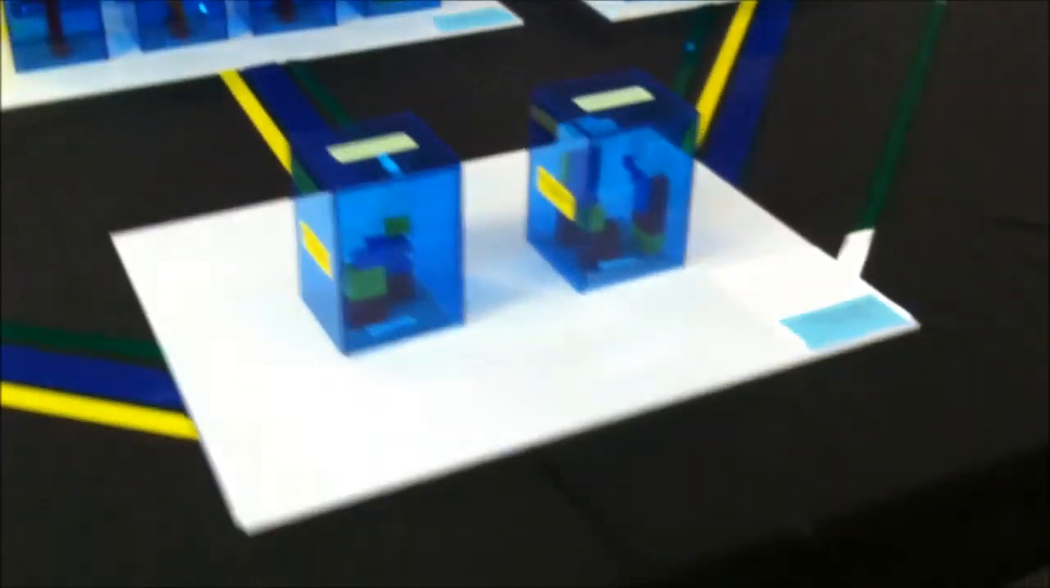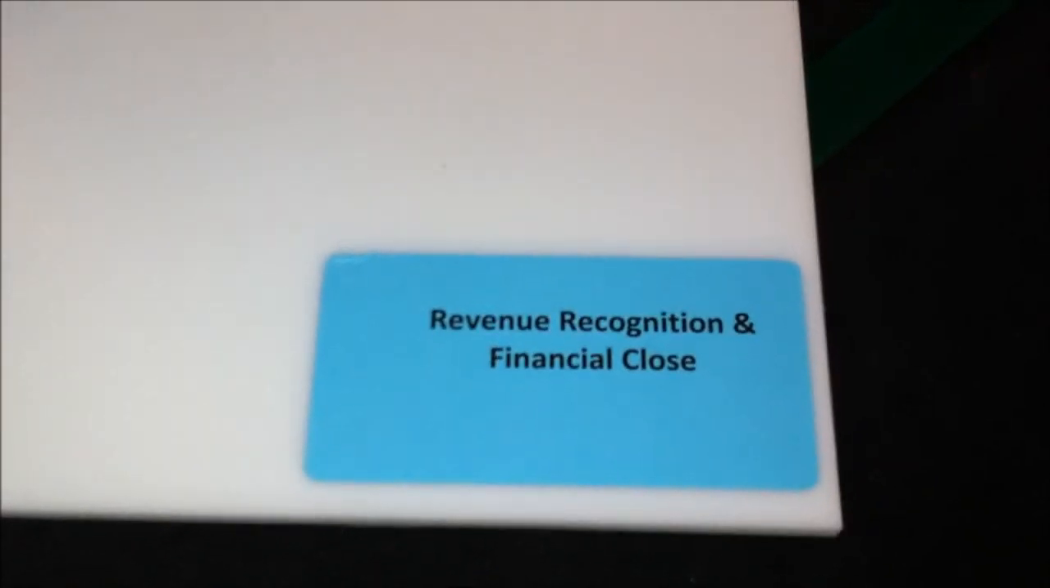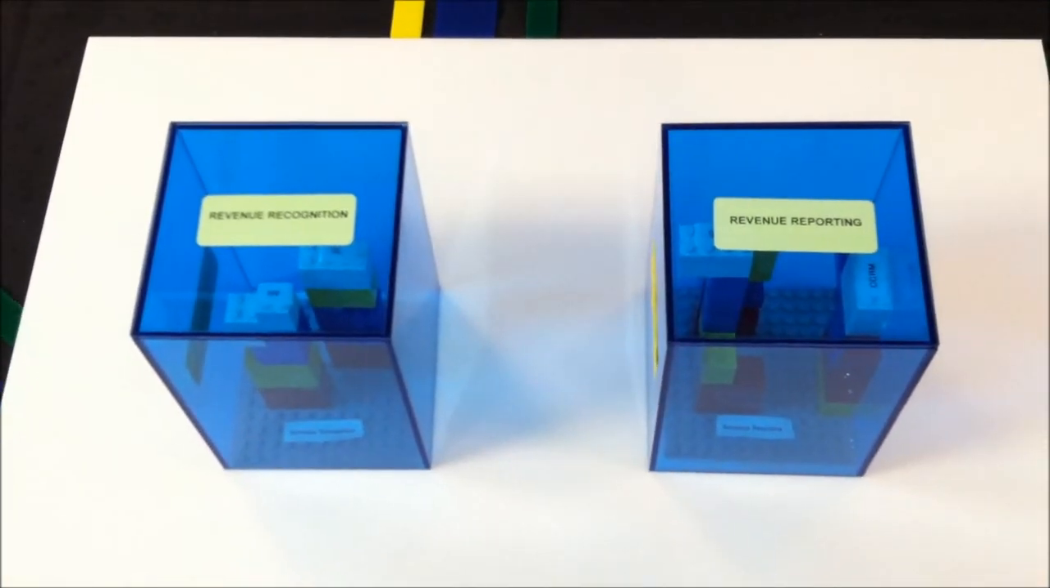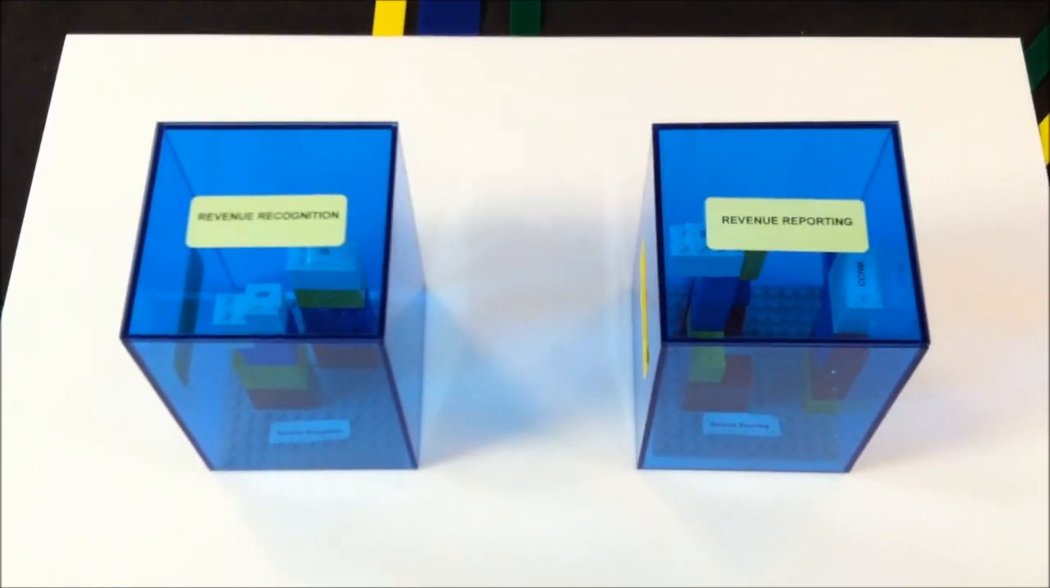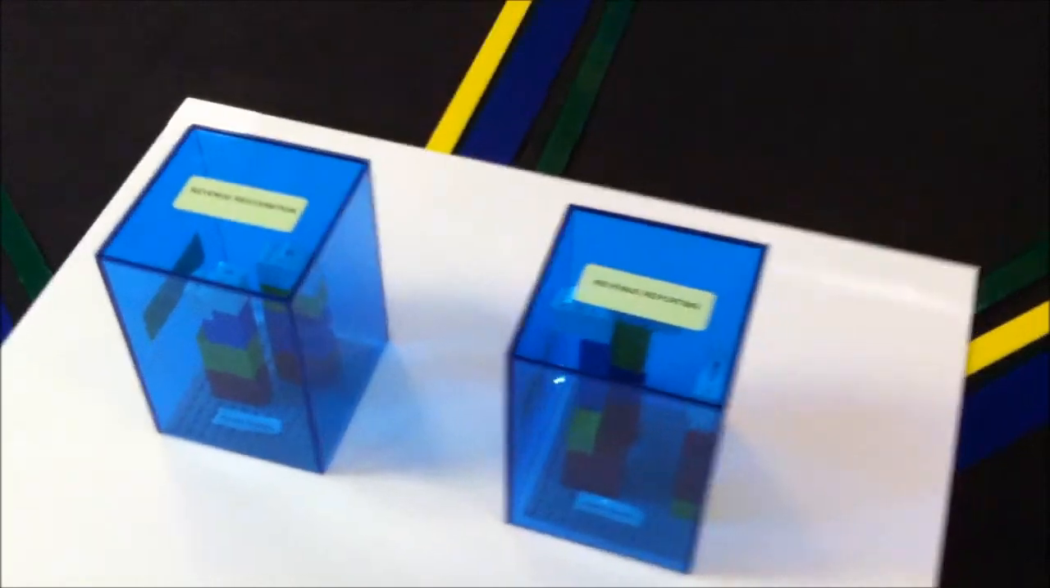And then finally is the whole revenue and financials piece, which is revenue recognition and financial close. So that speaks to everything that finance needs to do to ensure that the business that was sold and delivered is accurately reported and accounted for street reporting, as well as for compliance with internal controls.